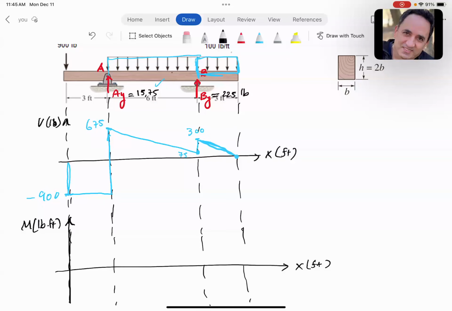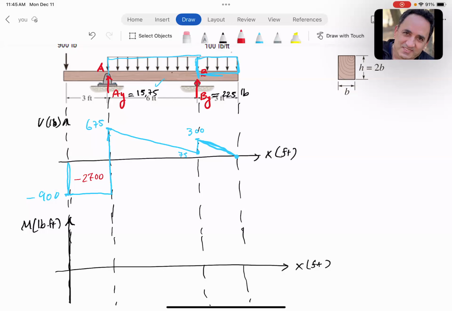So I'm going a little bit faster because I'm assuming that you know how to draw shear bending moment diagrams, right? So remember, area under the shear is the net bending moment. So this area is minus 2,700, right? That area, let's see what that area is. I have to use my calculator.